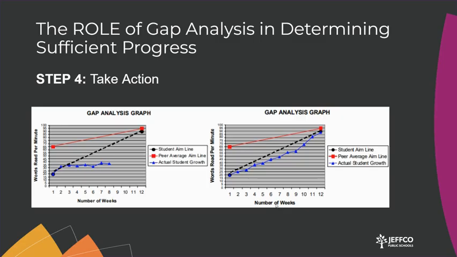The last step of documenting sufficient progress is taking action. If we see a student after 8 weeks has fallen off our aim line, we need to do something differently. If we see the student is closing the gap with research-based interventions, this suggests that they are responding to the interventions and it may not be a specific learning disability.